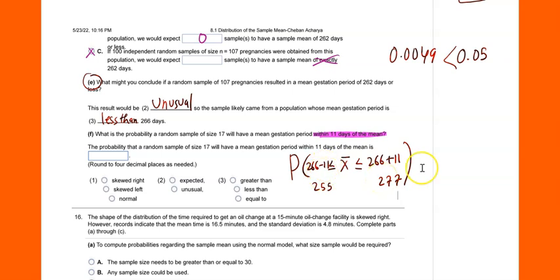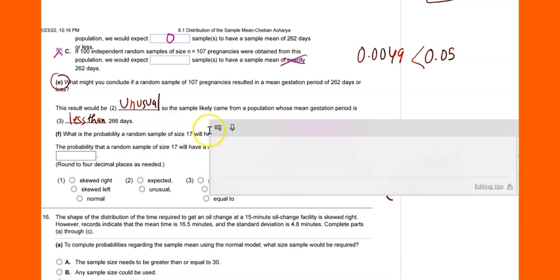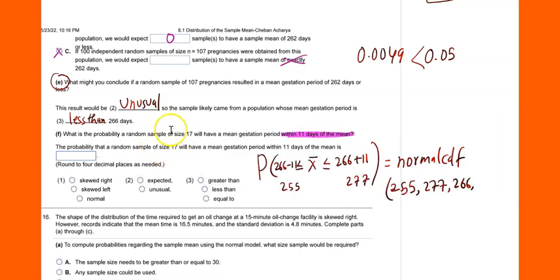And what's the function here? Normal CDF. Lower bound is 255, comma, upper bound is 277. The mean is 266, comma, standard deviation. Notice that the standard deviation here is different since the sample size is 17. Remember that.